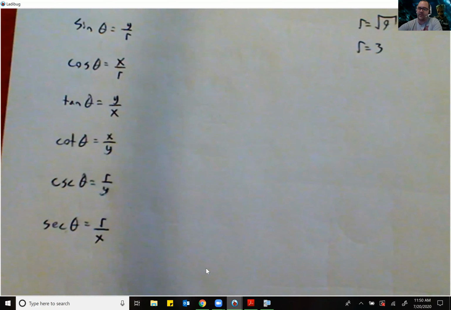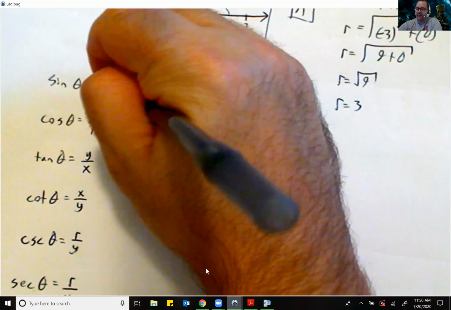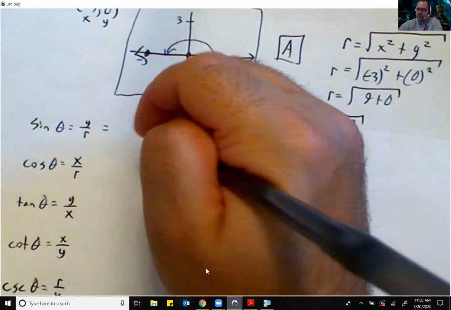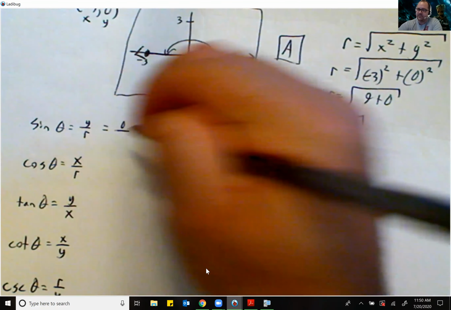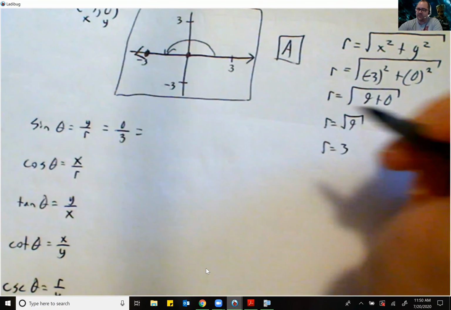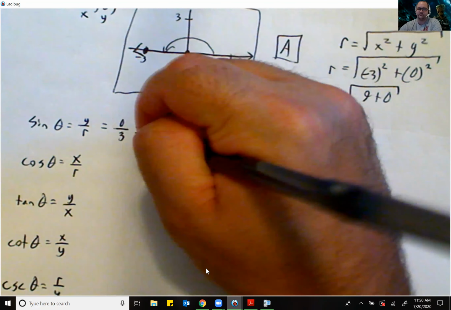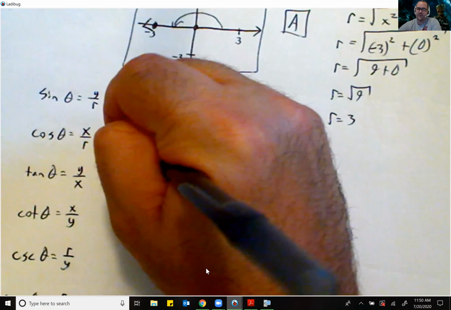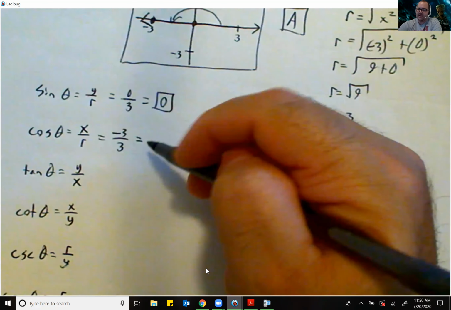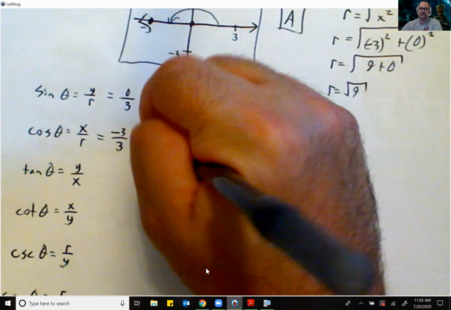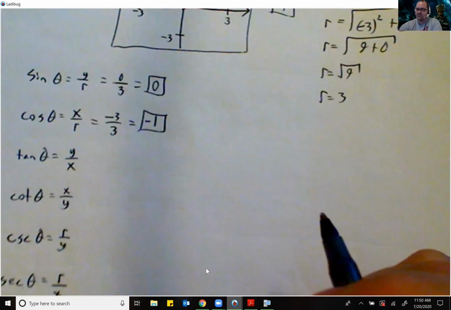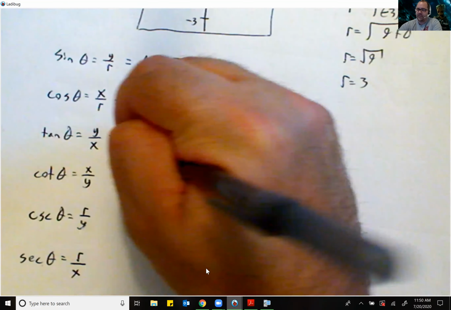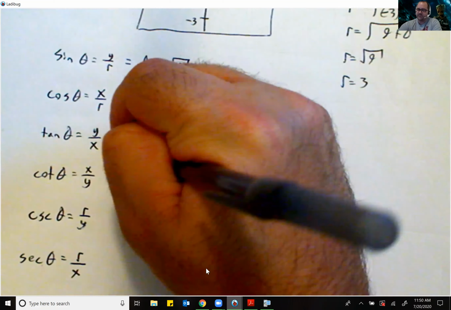So now you just plug and chug, and then reduce. So this is 0 over r, which is 3. 0 divided by 3 is 0. There's sine. Cosine is equal to negative 3 over 3, and negative 3 over 3 becomes negative 1. There's your cosine. Tangent is equal to 0 over negative 3, and that becomes 0.